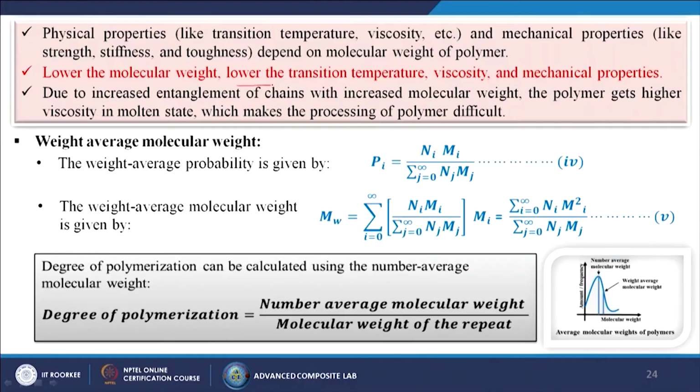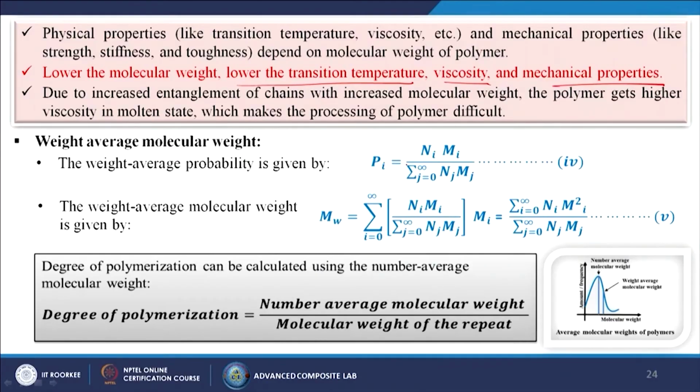The physical properties like transition temperature and viscosity, and the mechanical properties like strength, stiffness and toughness depend on the molecular weight of the polymer. Lower the molecular weight, lower the transition temperature, viscosity and mechanical properties. This is generally the standard rule we follow. Due to increased entanglement of the chains, meaning the cross linking between the chains, with increased molecular weight the polymer gets higher viscosity in the molten state, which makes the processing of the polymer difficult.